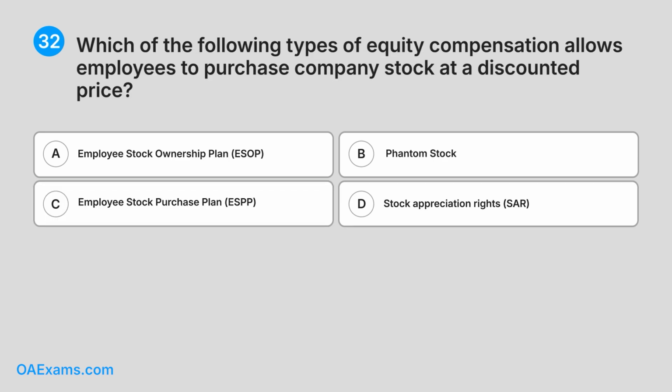32. Which of the following types of equity compensation allows employees to purchase company stock at a discounted price? A. Employee Stock Ownership Plan, ESOP. B. Phantom Stock. C. Employee Stock Purchase Plan, ESPP. D. Stock Appreciation Rights, SARs. Can you guess the answer?